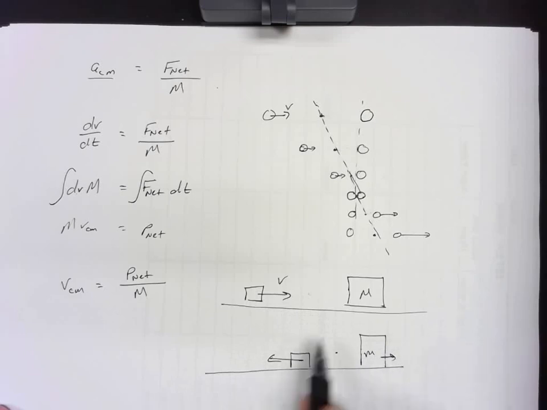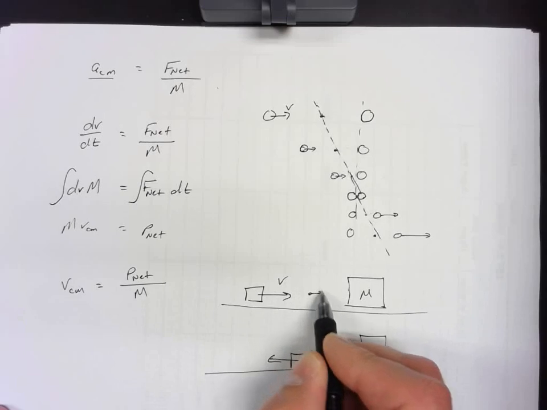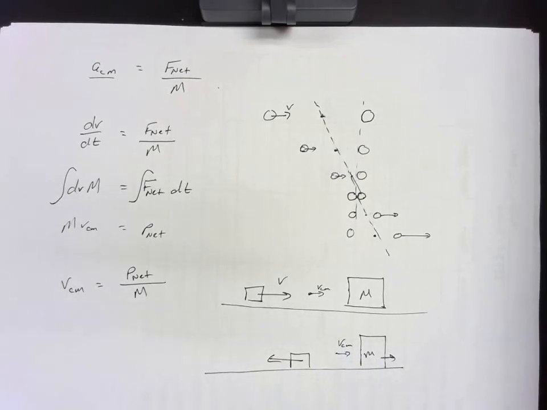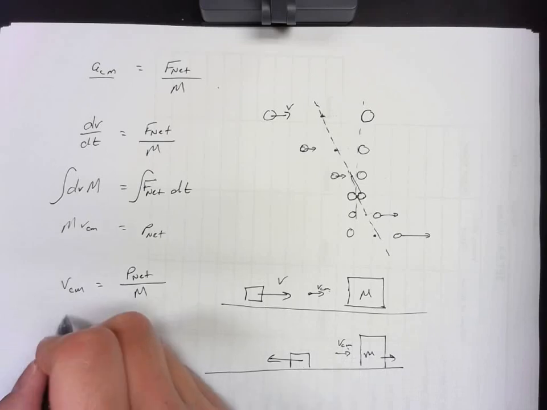So the center of mass will still move with the same exact speed before the collision as well as after the collision, since the momentum of the system is conserved. It can never be changed. And that value will always be constant.